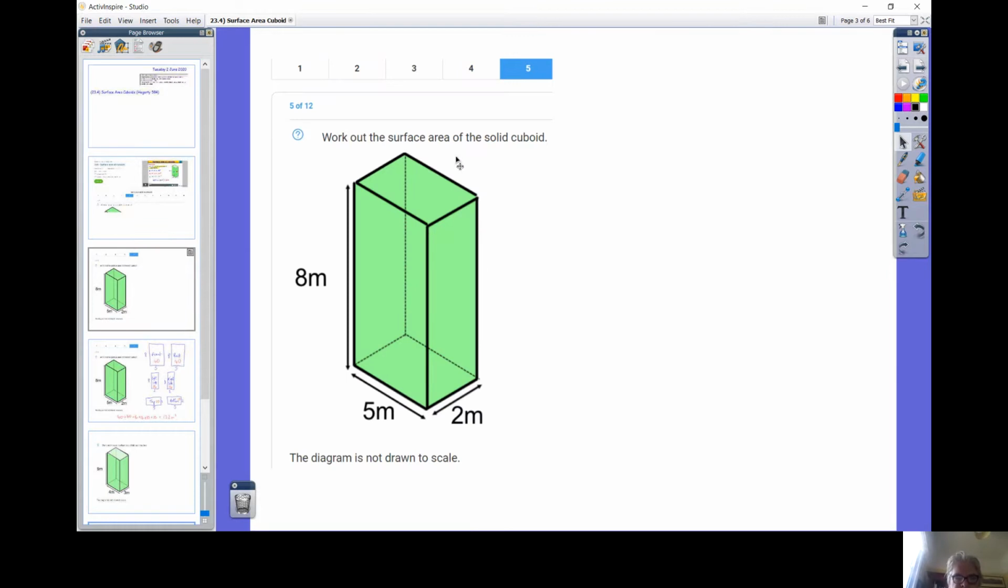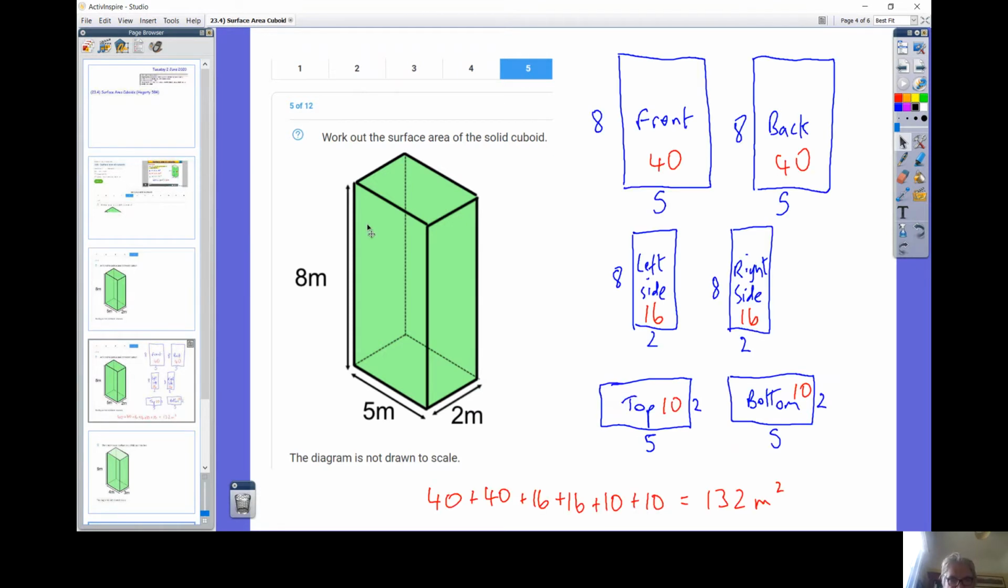Work out the surface area of this solid cuboid. Now clearly this has got 6 surfaces. It's got the front, the back, the 2 sides, the top, and the bottom, and you just need to work out the area of each of those rectangles and add them together.